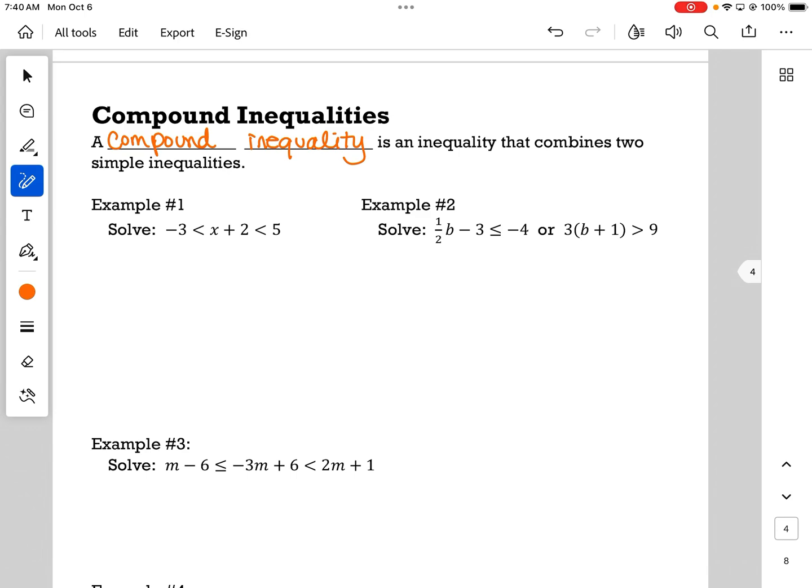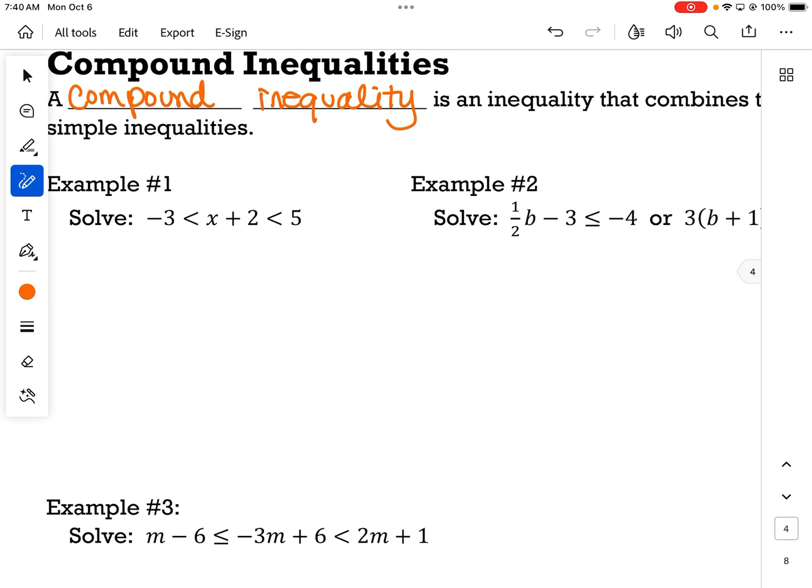Okay, so look at our first one. That looks kind of crazy. We've got a lot of things going on. We're going to solve this the same way we solve inequalities, but we have to do it basically twice. We could cover up the 5 and then solve the other side. Cover up the -3, solve the other side. Or what we can do is draw a line down our inequality and do them at the same time. Whatever you do to the middle, you have to do to both sides. Kind of like whatever you do to one side, you have to do the other.